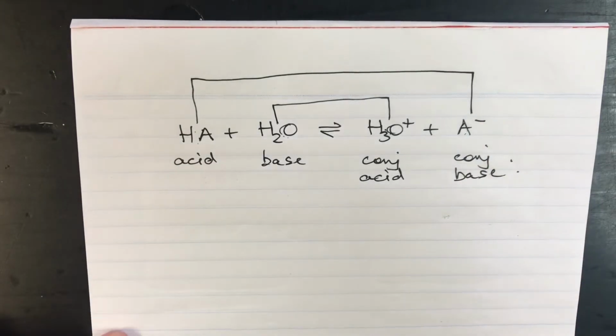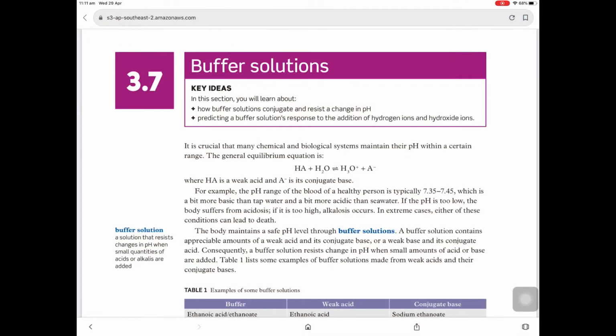Well, let's look at the textbook. Okay, so this is your textbook. We're on page 92. We're looking at section 3.7, buffer solutions. And the aim here in this section is how buffer solutions resist a change in pH. And another aim is to predict a buffer solution's response to the addition of hydrogen ions and hydroxide ions. We'll go through some possible exam questions in a minute.